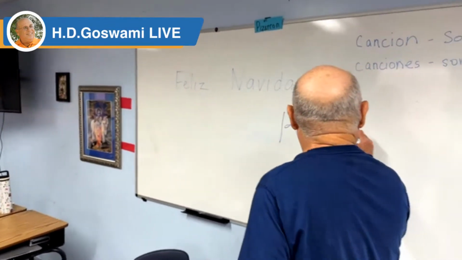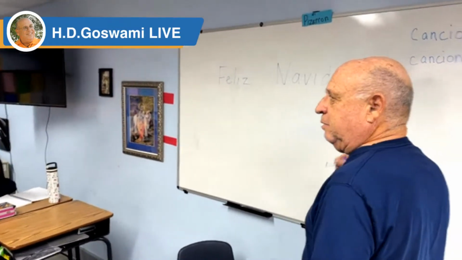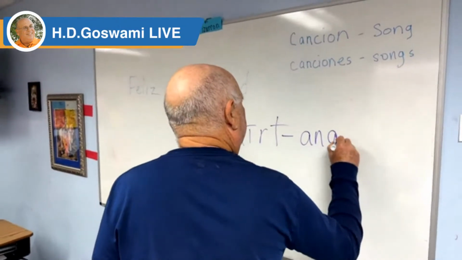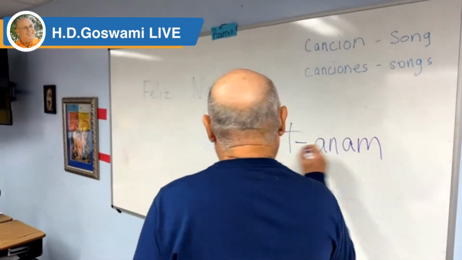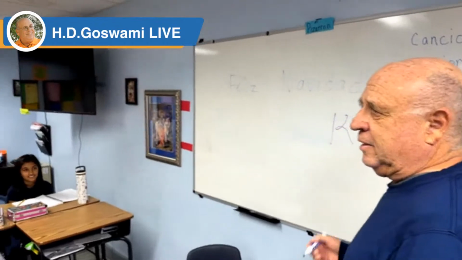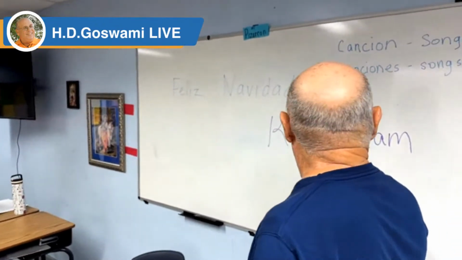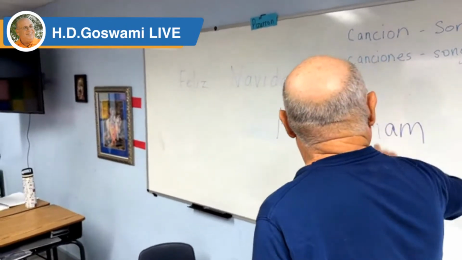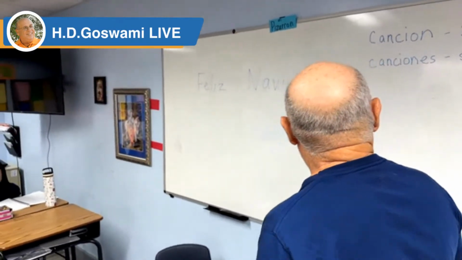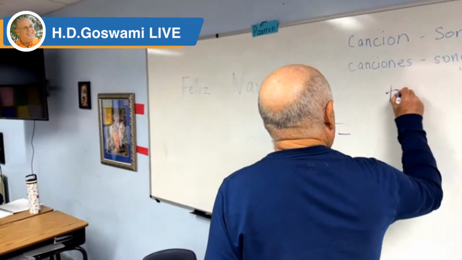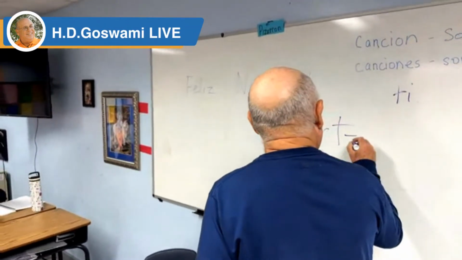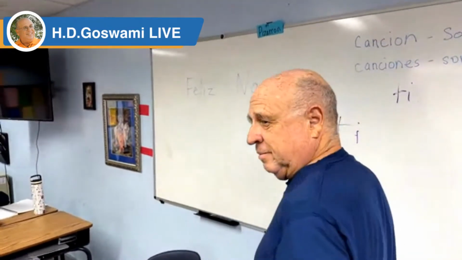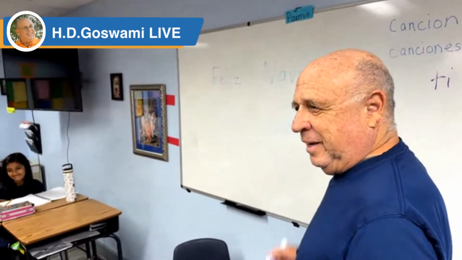For example, there's a neuter. Well, neuter means it's not masculine or feminine. There's one common ending in Sanskrit, which is anam, and you get kirtanam, or as they say nowadays, kirtan. That is a neuter ending. But then you can put a different ending, which is ti, a feminine ending, and then you get kirti.